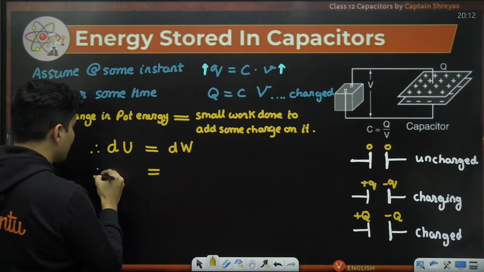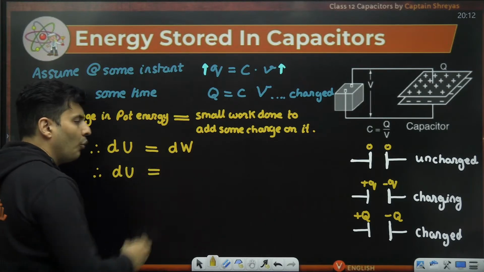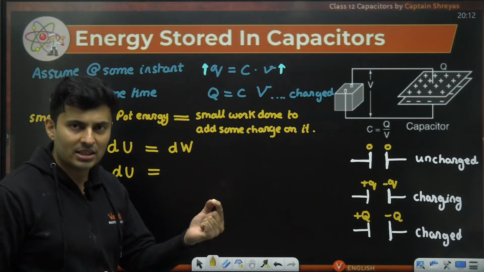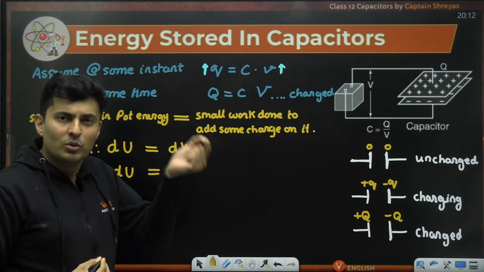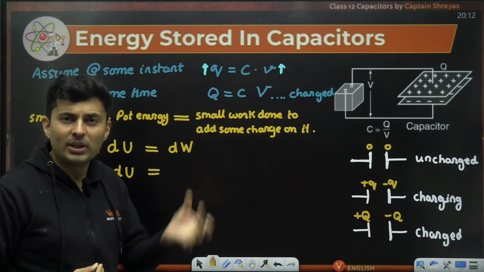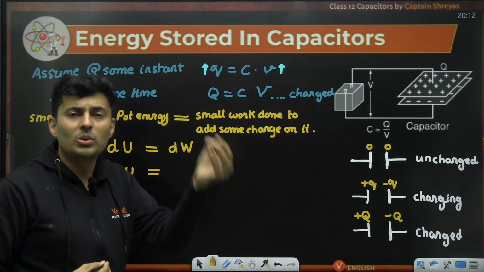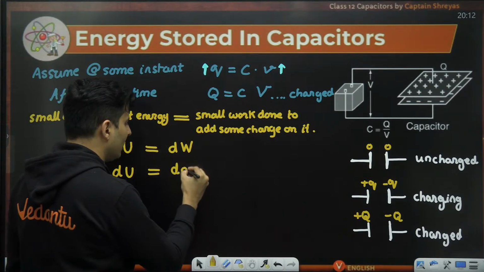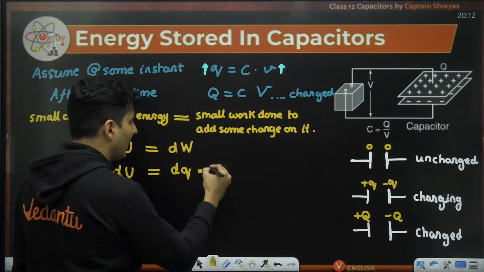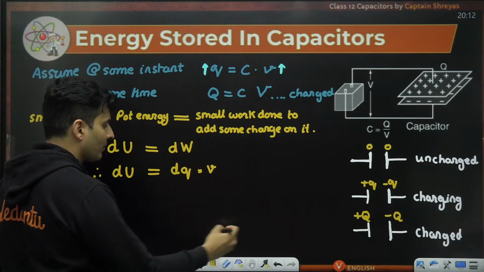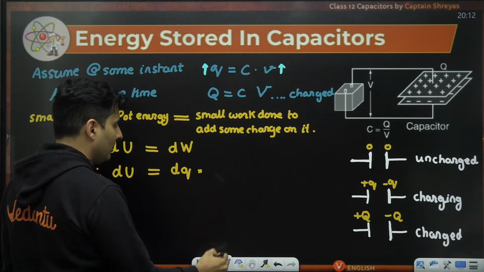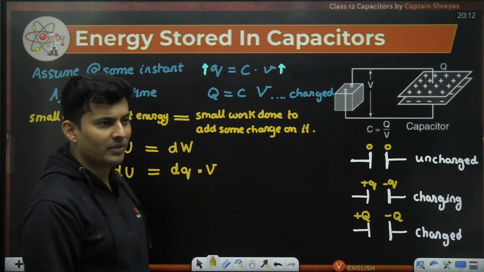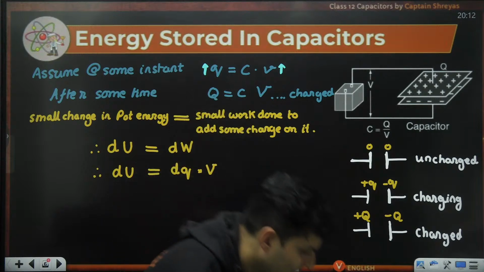But in the electrostatics chapter, if you recollect, the work done to move a charge across some voltage is the charge into the voltage difference. So this work done will be that small charge which you have moved multiplied by the voltage difference. Is this absolutely clear?